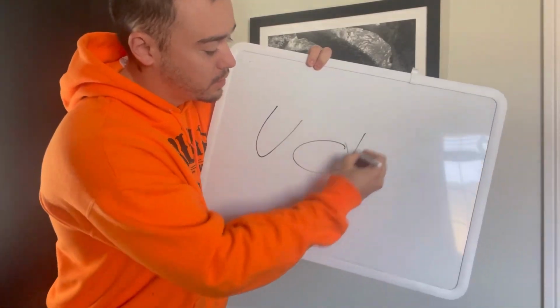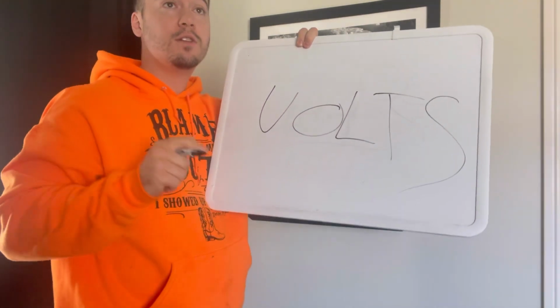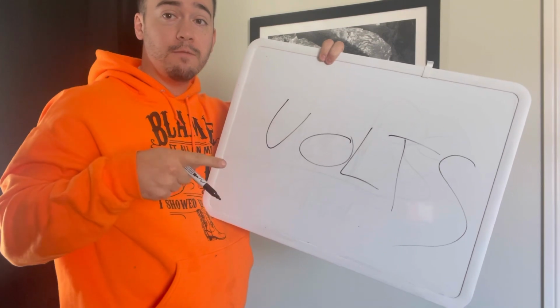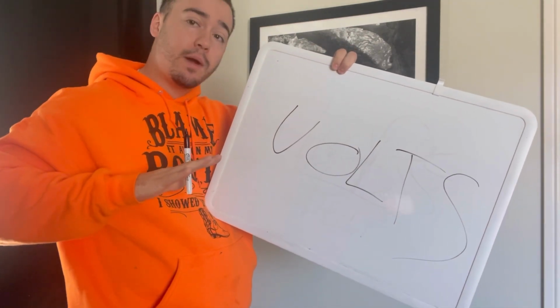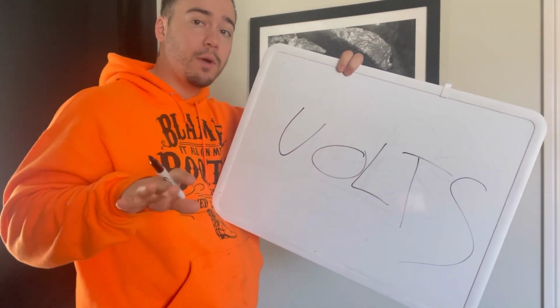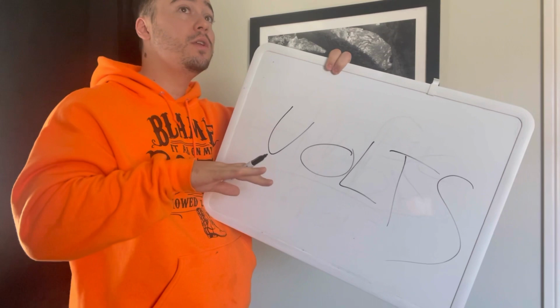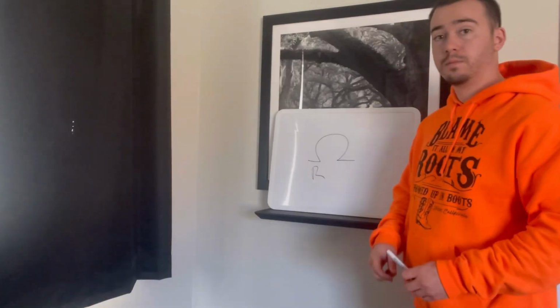Okay, next, volts. With a V, volts. So if amps are the current, then volts are going to be the pressure. Volts is going to be the amount of pressure that pushes that current through that wire. Simple, right? All you need to know. Don't need to know anything else at all about it right now, just that.